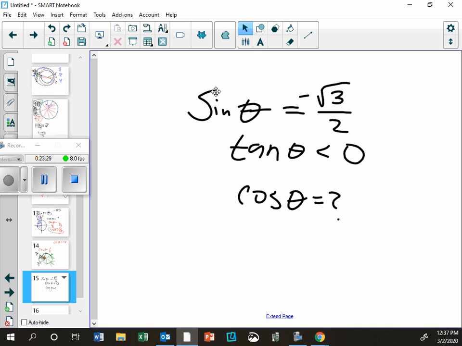All right, I'm going to pause for a second. Will you figure out that answer? Notice I did not ask for the angle this time. This time I asked for cosine of the angle.